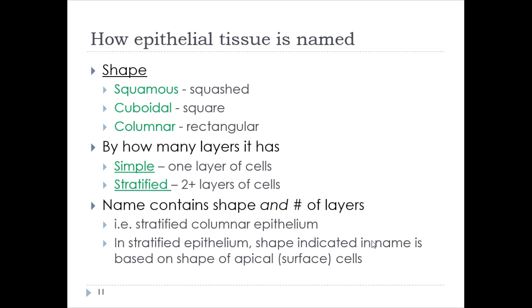And then we also name them by whether they are simple, which means one layer, or stratified, which means more than one layer. Like your skin is stratified. It's layer upon layer upon layer of these epithelial tissues sitting on the outside. Simple could be something like in your kidney, one layer. Basically the name contains the shape of the layer. So stratified columnar epithelium says that it's stratified, which means more than one layer. It's columnar, meaning they're column shaped, and you'll see a couple of pictures in a minute, and they're epithelial cells.